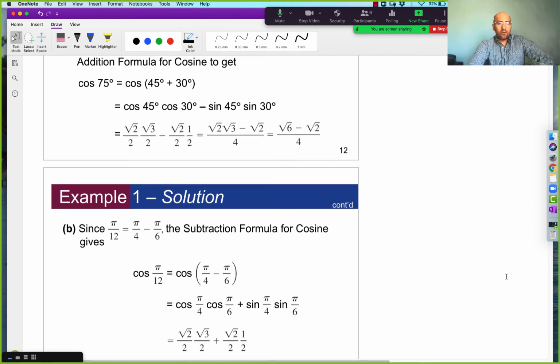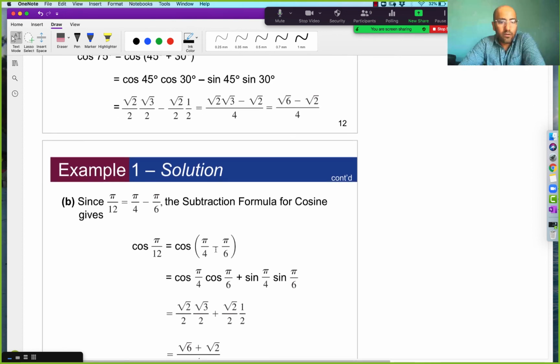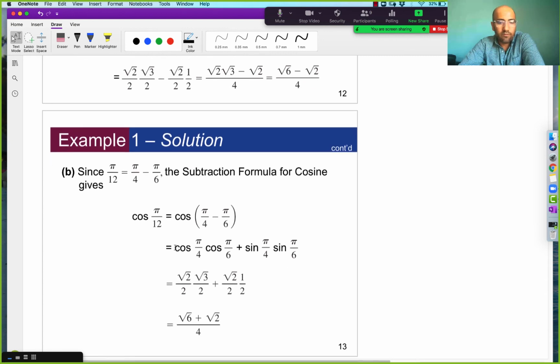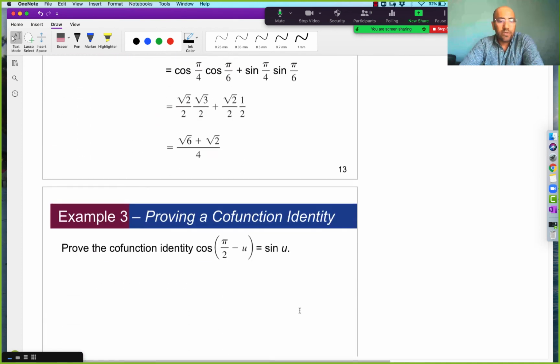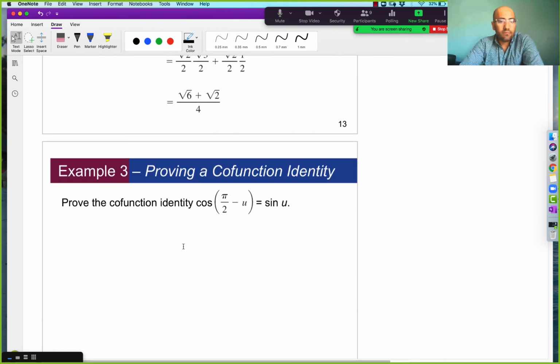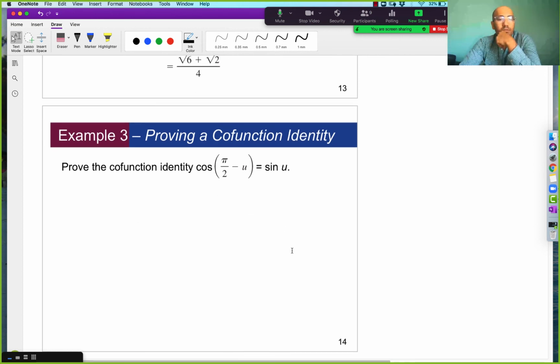Okay, let's check in with the author. Yep, pi over 4 minus pi over 6, which gives you this, true. So here's our formula for the difference of two angles. Cosine of the difference of two angles is equal to this. And then these are standard triangles, and so we get this. Good. Okay, next, prove that this is true.